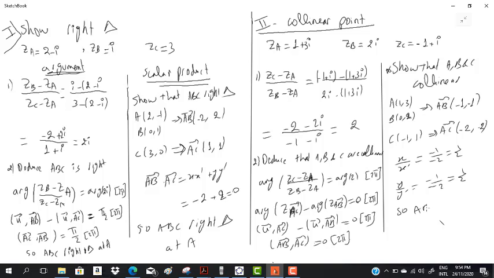So the two vectors AB and AC are collinear with a common point. So the points A, B, and C are collinear. Why do we have to say that A is a common point? Because if they don't have a common point, they could be parallel. So since they have a common point, the 3 points are on the same straight line, so they are collinear. And that's it all.